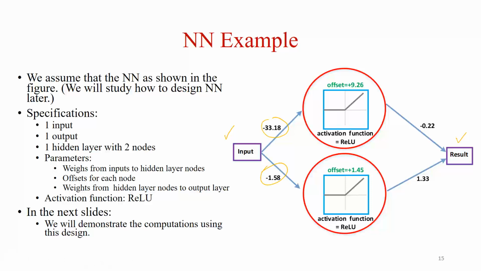So you can see this input goes to this node. So this is node 1, node 2, and the bias of node 1, the bias of node 2, and the activation function for each node is the ReLU. And then each node will send out its output via connection to the results, and these are the weights. So you can consider this as weight 1, weight 2, weight 3, weight 4, if you like.